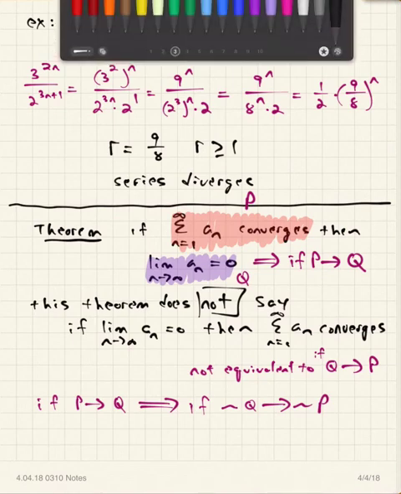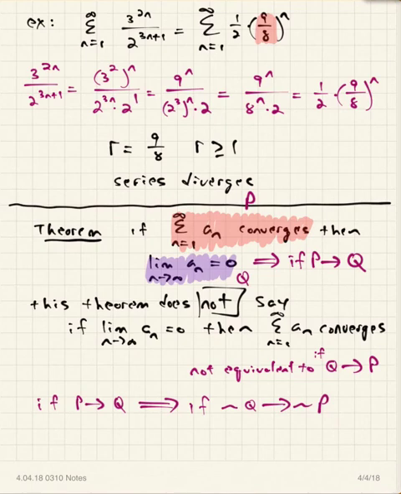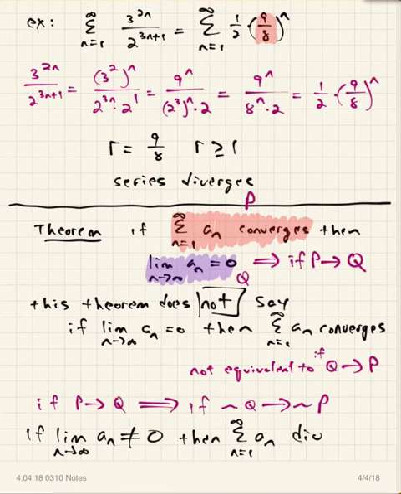So in this particular theorem, that means that if the limit as n goes to infinity of a sub n is not equal to 0, then the series as n goes from 1 to infinity of a sub n diverges. Now that is a theorem that we can use at the very bottom there.